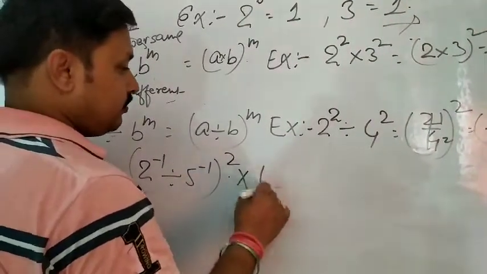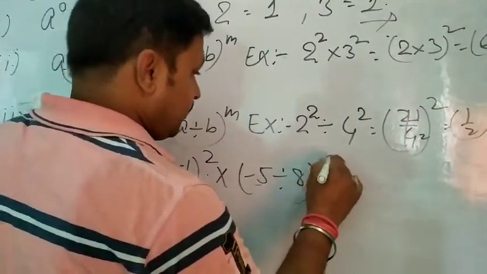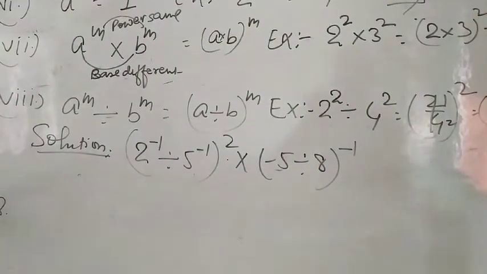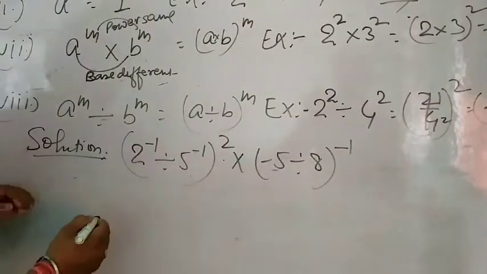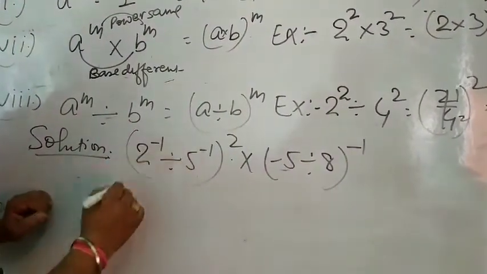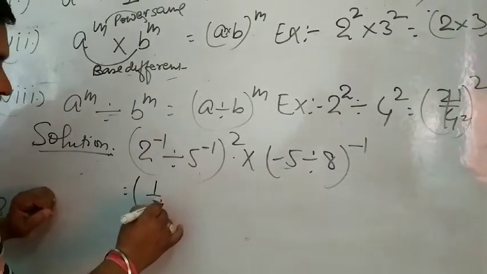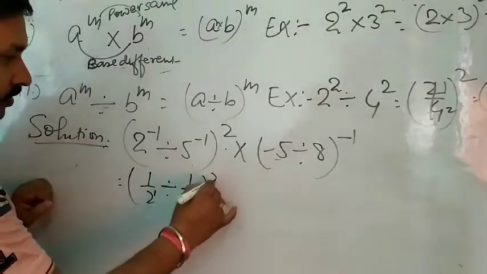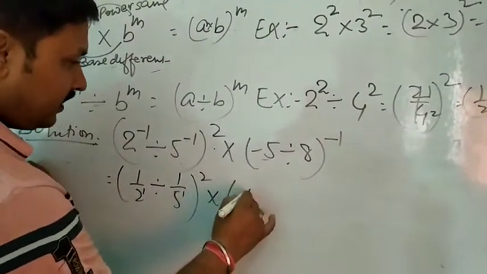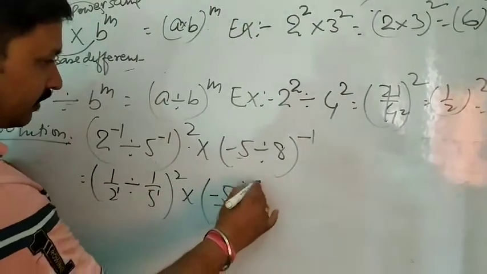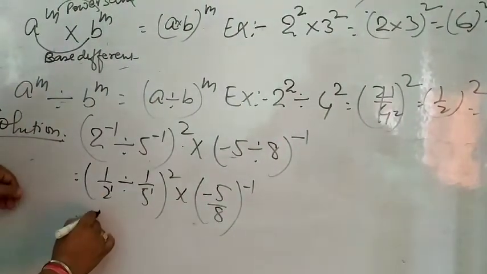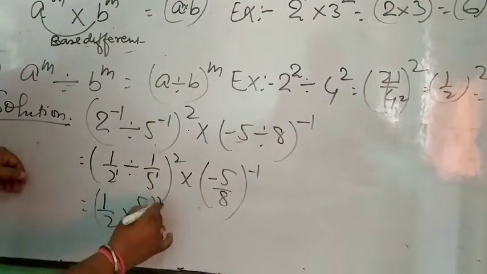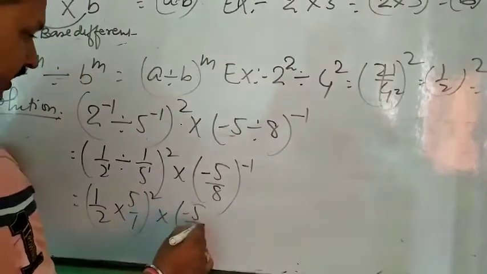2 to the power minus 5 divided by 8 to the power minus 1. So, solve it. That means 2 to the power minus 1 is 1 by 2 to the power 1, divided by (1 by 5 to the power 1) whole square, into minus 5 by 8 to the power minus 1. Now 1 by 2 into 5 by 1 to the power 2 into minus 5 by 8.